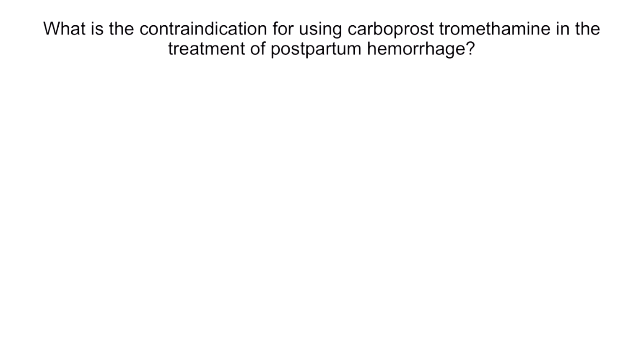Okay, here's another question. What is the contraindication for using carboprost tromethamine in the treatment of postpartum hemorrhage? Like methylergonovine, carboprost tromethamine is a drug used to clamp down the uterus and decrease bleeding. It works as a prostaglandin F2 alpha analog. Given this mechanism of action, it can also result in bronchospasm and is therefore contraindicated in patients with asthma.